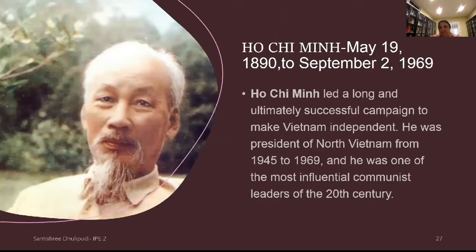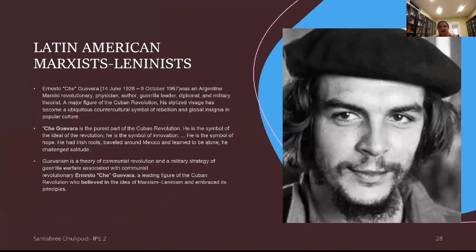Ho Chi Minh. Ho Chi Minh led a long and ultimately successful campaign to make Vietnam independent. He was the president of Vietnam from 1945 to 1969, and he was one of the most influential communist leaders of the 20th century. It is his Vietnam which defeated the United States, and later it was Vietnam also that defeated the PLA, People's Liberation Army of China. So being a very small country, they proved that they can defeat major powers.